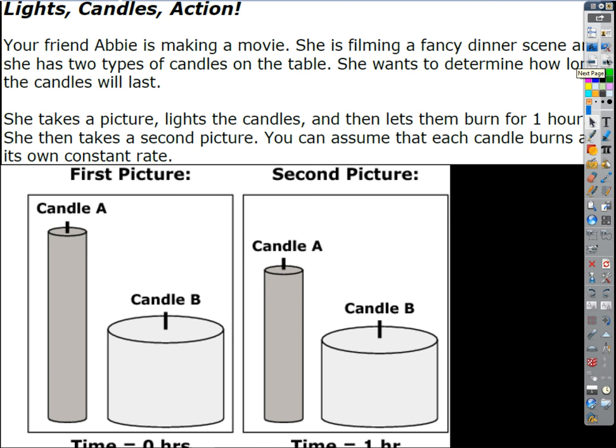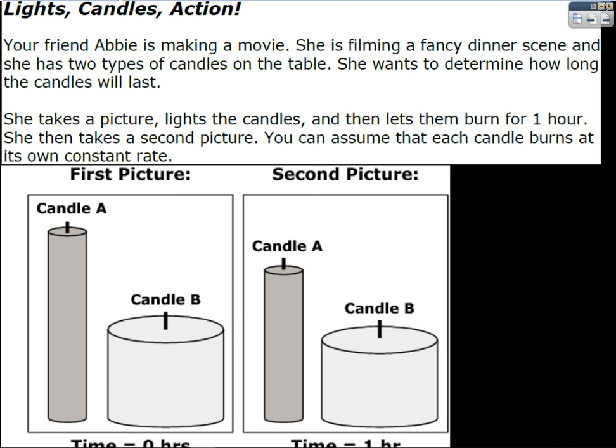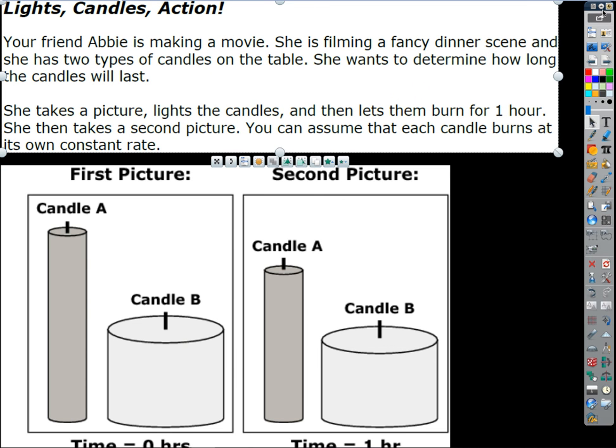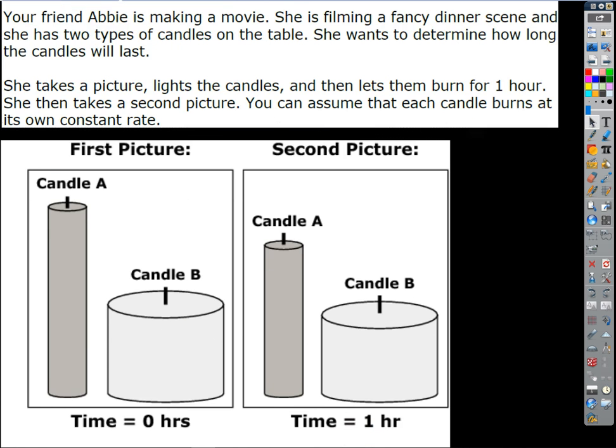Your friend Abby is making a movie. She's filming a fancy dinner scene, and she has 2 types of candles on the table. She wants to determine how long the candles will last. She takes a picture, lights the candles, and then lets them burn for 1 hour. She then takes a second picture. You can assume that each candle burns at its own constant rate.